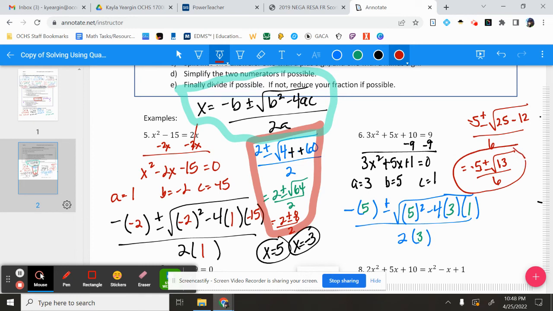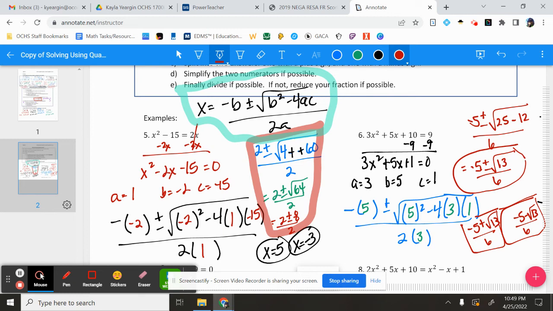Your calculator might give you negative 5 plus the square root of 13 divided by 6, and negative 5 minus the square root of 13 divided by 6. And that's fine. Just know that you have to have 2 answers, and so here are your 2 answers.